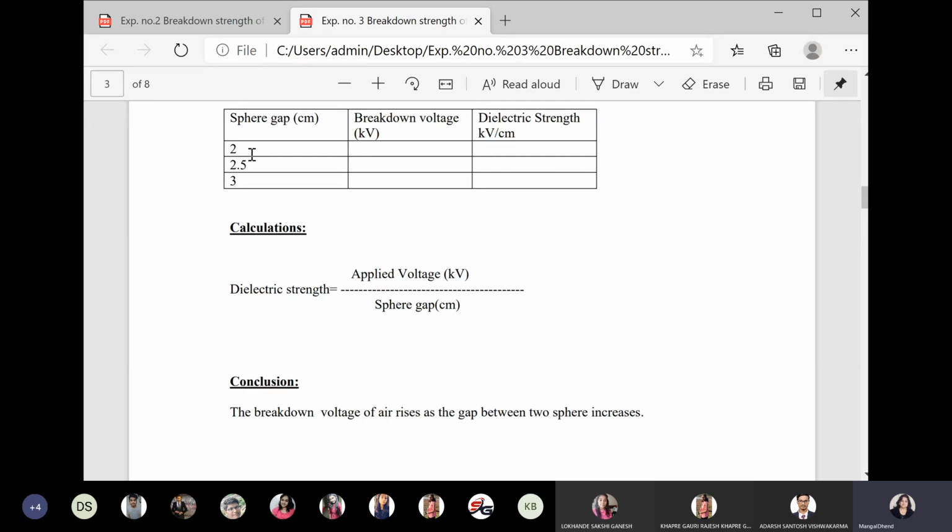The second observation will be: if you go on increasing the gap distance, what will happen to the breakdown voltage? Yesterday we discussed why it happens. Today we will see it virtually. We will also see the effect of increasing diameter. That is also possible as we are performing the experiment virtually.